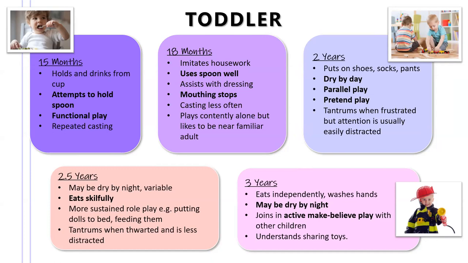Next, at 18 months, they will imitate housework, use the spoon well, and assist with dressing. At this time, they will stop mouthing and cast less often. They also like to play contentedly alone, but near a familiar adult. The red flag is a lack of interest in playing and interacting with others. At 2 years old, they already know how to put on shoes, socks, and pants. They also start toilet training, where they are dry by day, and they engage in parallel play. During this stage, each child begins to watch other children playing and will play near them.